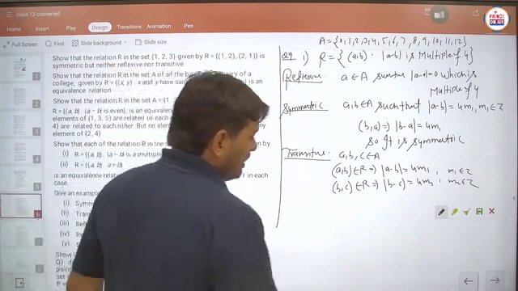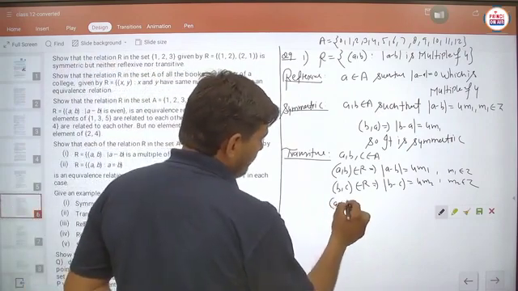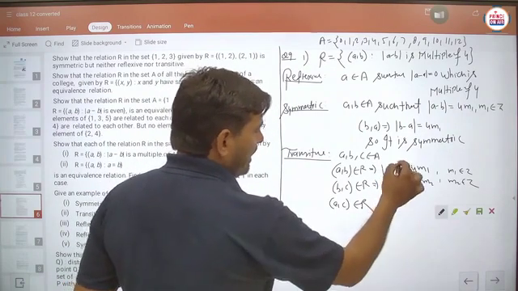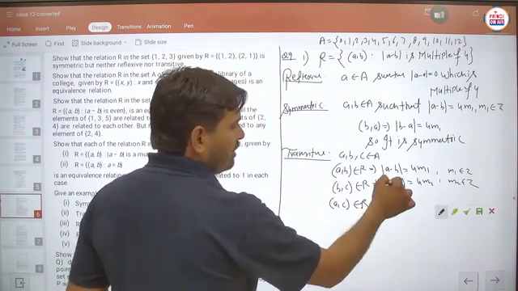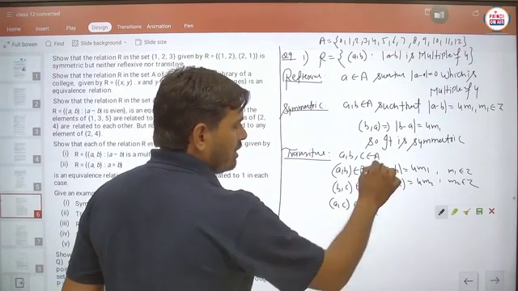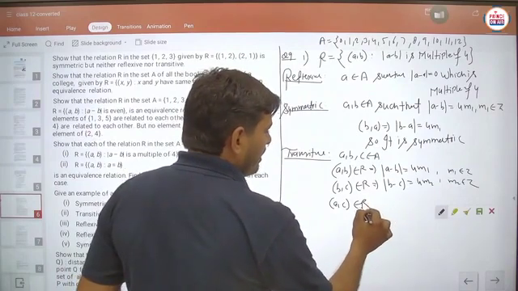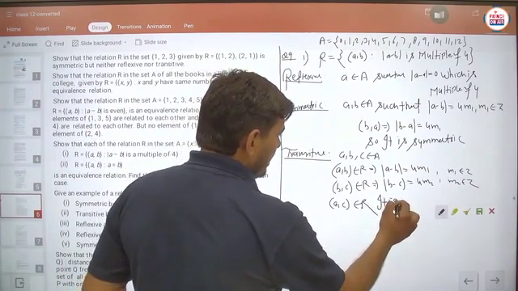So basically student, here (A, C) definitely will belong to R, because this is a multiple of 4. Meaning you can add both the equations, then B will be cancelled out and the remaining part will be A minus C. So this particular part is 4 times (m1 plus m2). So you can say that it is transitive.